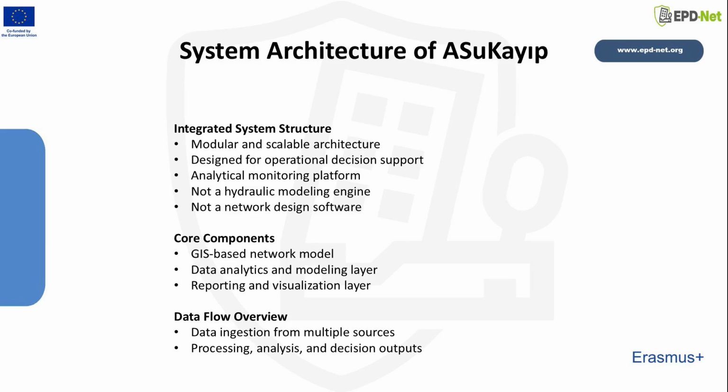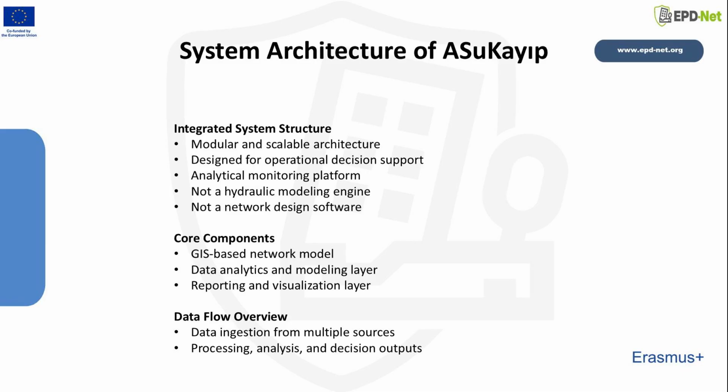At its core, the system consists of three main components: The first is a GIS-based network model that represents the physical structure of the water distribution system, including pipes, DMAs, and assets. The second component is the data analytics and modeling layer, where flow, pressure, and consumption data are processed and analyzed to identify losses and generate scenarios.